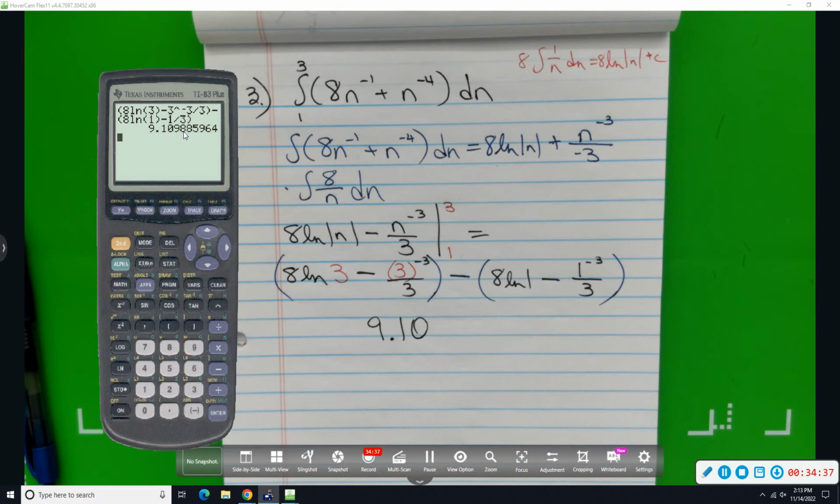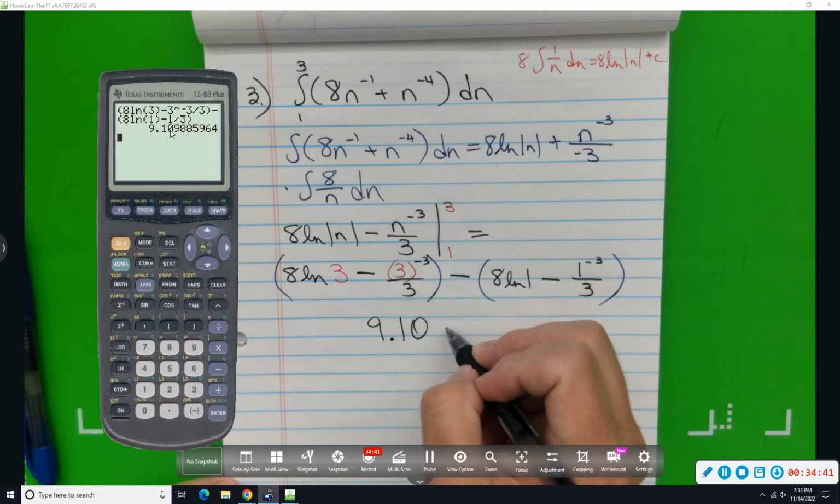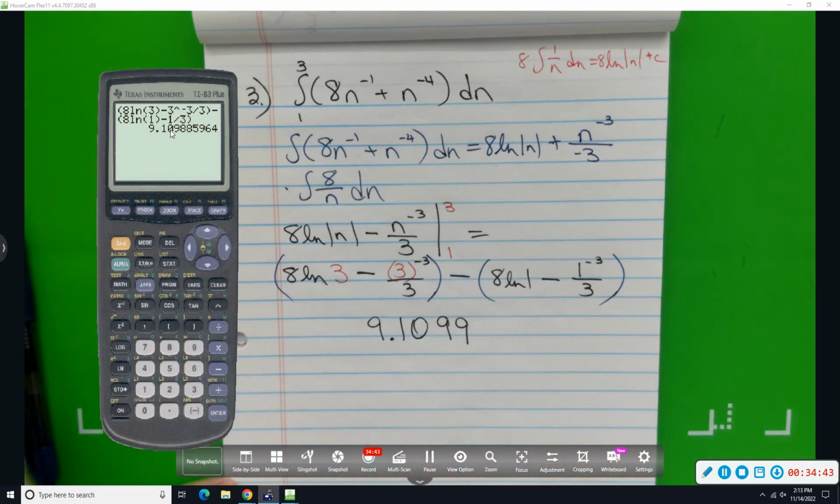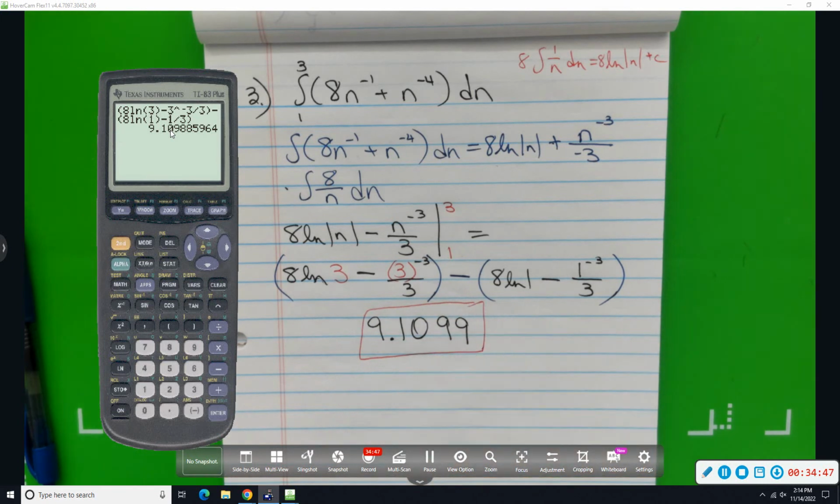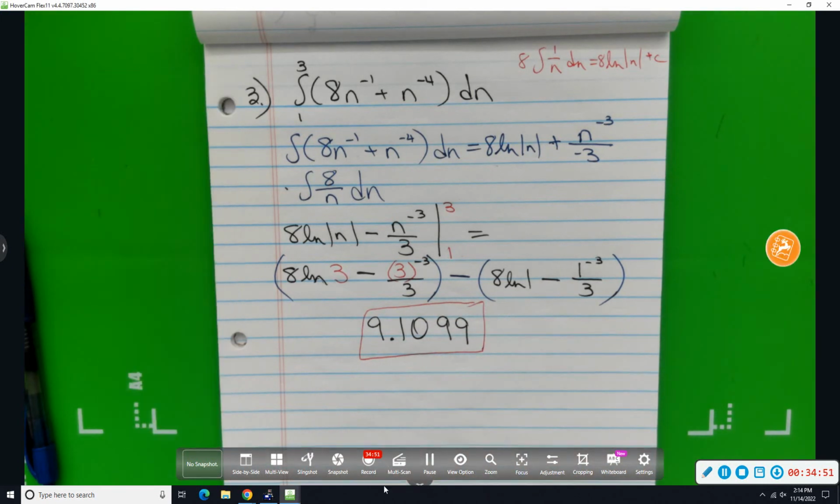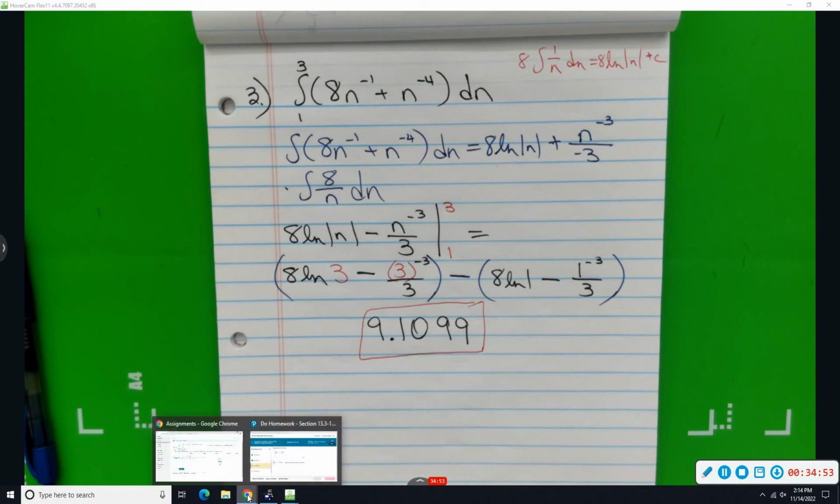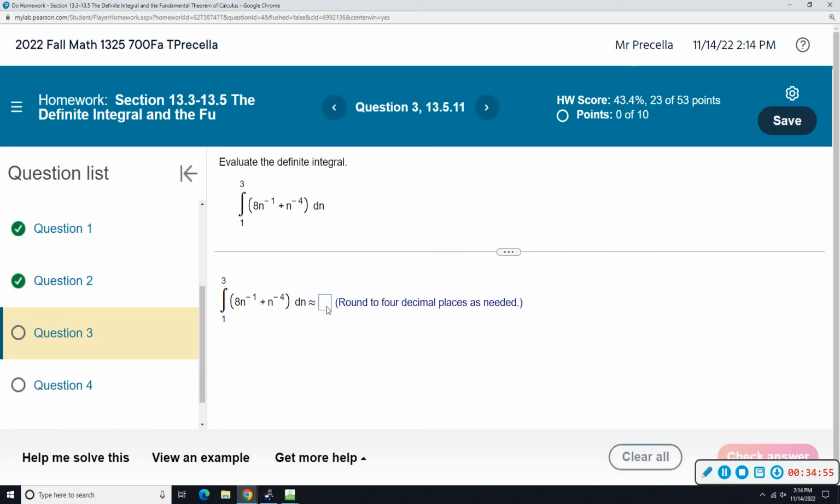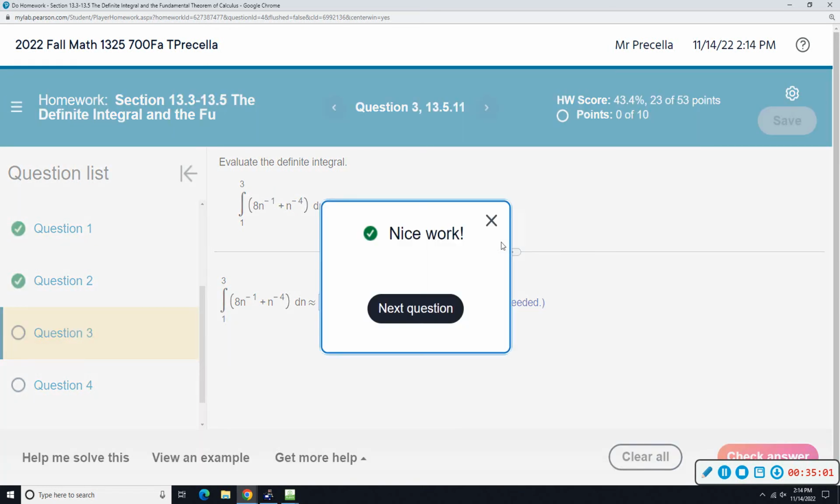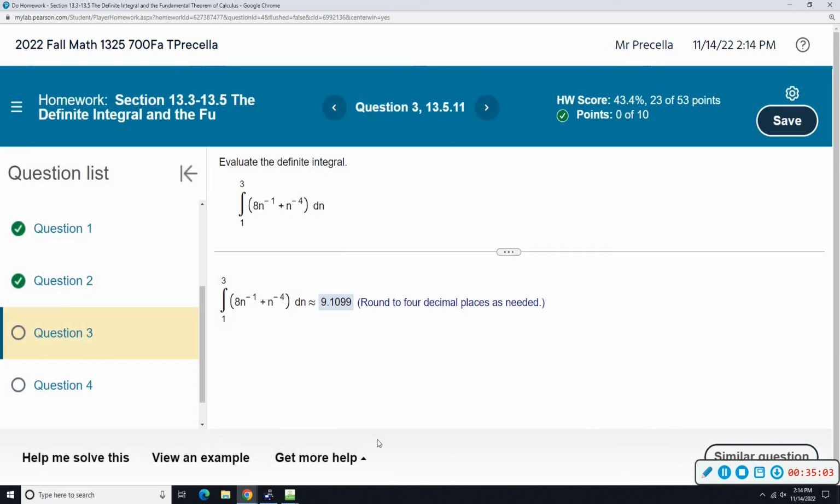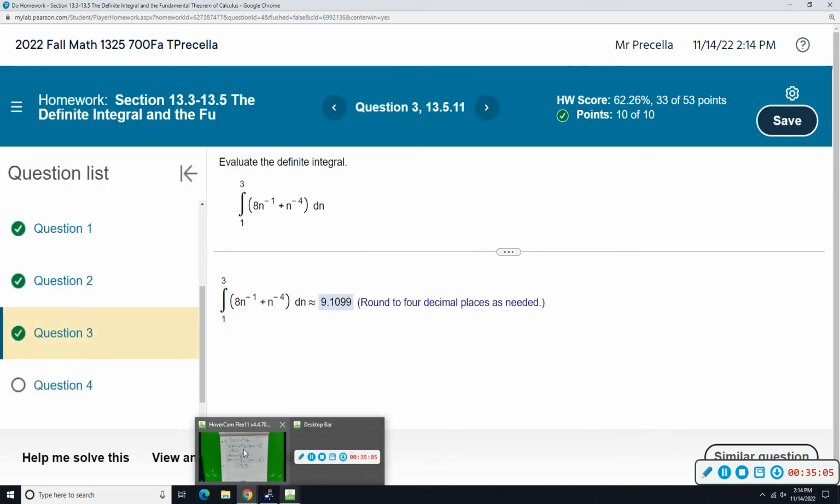So what's going to happen to that 8? Is it going to stay the same or is it going to go up? It's going to go up. So 9.1099. Any questions there?